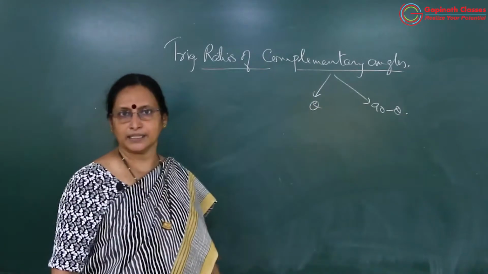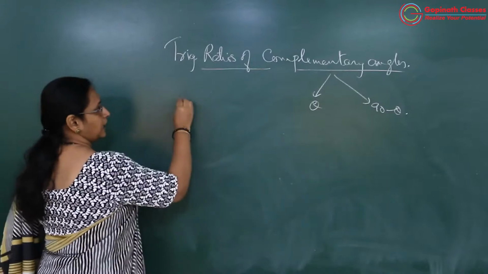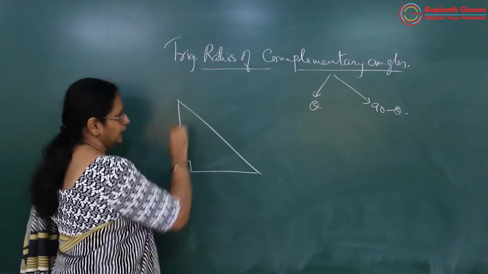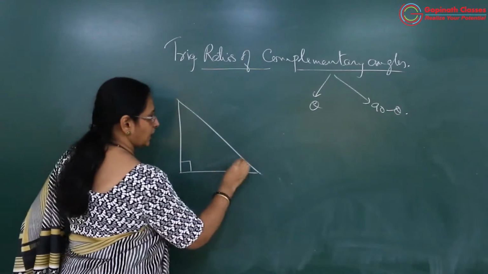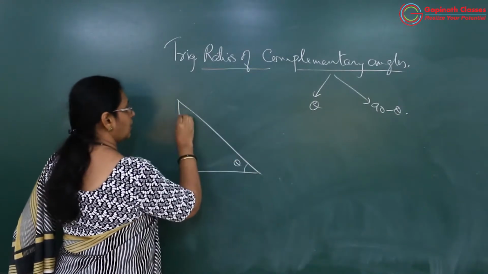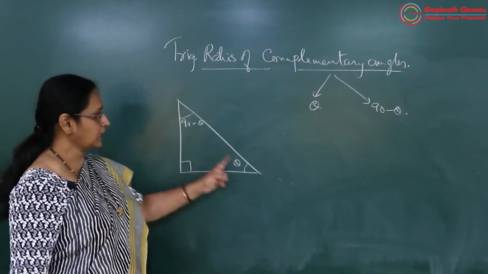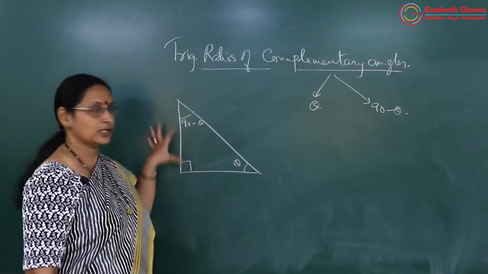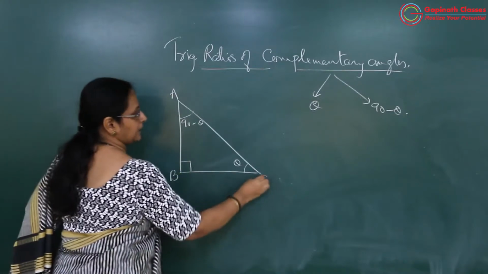Their total will be 90 degrees, and it can be clearly seen in a right angle triangle, because if one angle is 90 degrees, the other two angles total 90 degrees. So, if one angle is theta, obviously the third angle will be 90 minus theta. So, we can clearly see some complementary relation in trigonometric ratios. With an example, I will be explaining it to you.